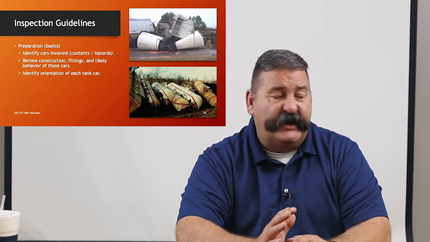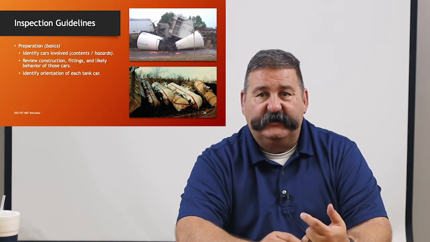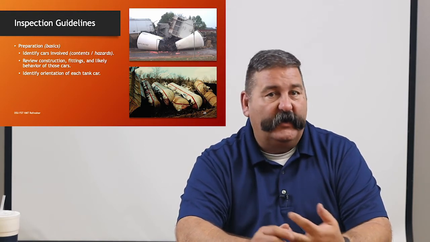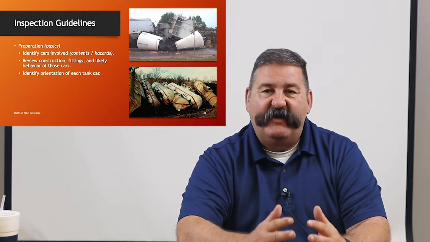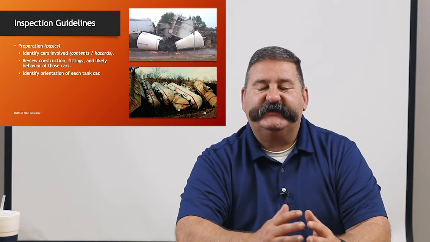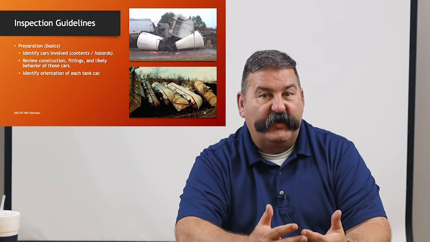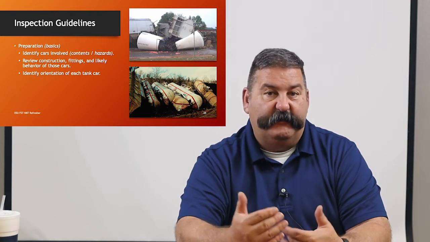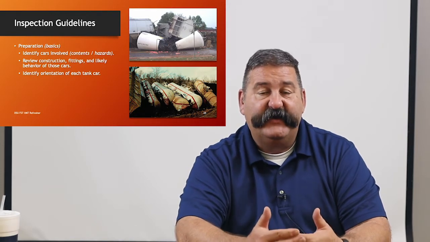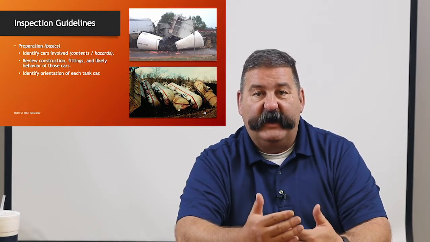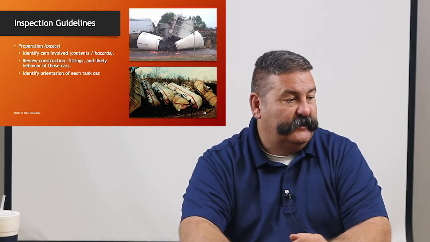I should be able to review construction, fittings, and likely behavior of those cars. I should know how a liquefied gas car is going to react, how a liquid car or a solid car will react. I want to be able to identify the orientation of each tank car. In other words, how is it laying after the derailment? Are the safety relief valves underneath the liquid? Yes or no? That's a very, very important thing for us to know. If it's below the liquid line, it's going to have a tough time relieving any kind of pressure because those valves are not made to relieve pressure of a liquid. They're made for vapor, and a gas is what's supposed to come out of those valves.